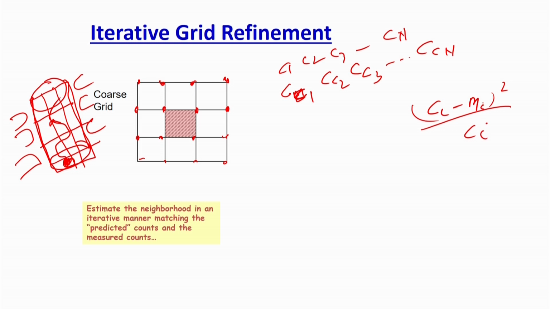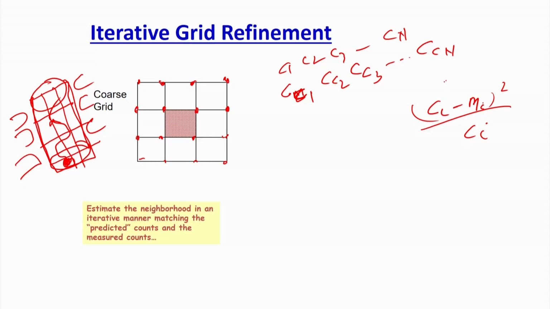We see where the difference is the lowest. Ideally, if the chi-square value is 0, it means the calculated, or instead of this C, let us write it as M, to remove the confusion, so this is the measured count M, and this is the C calculated. This is the experimental, this is the measured. If it is 0, then it means you are exactly locating the tracer particle position.